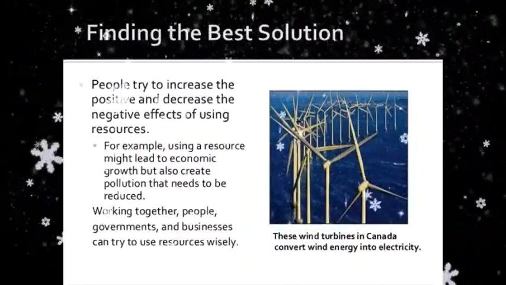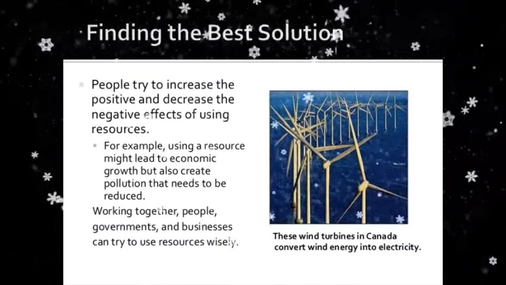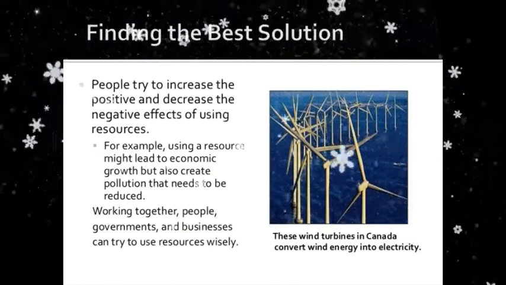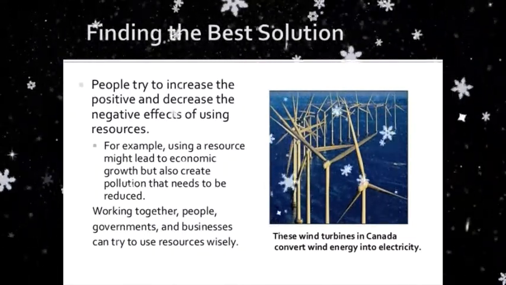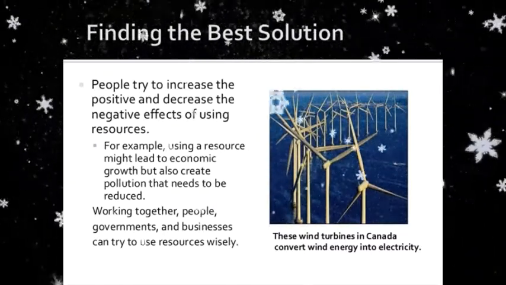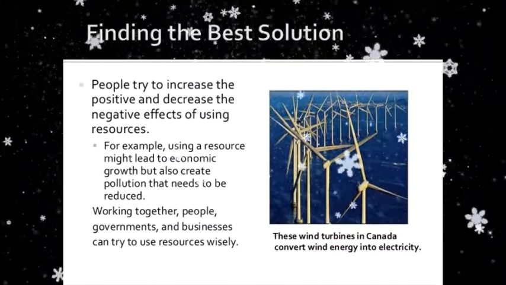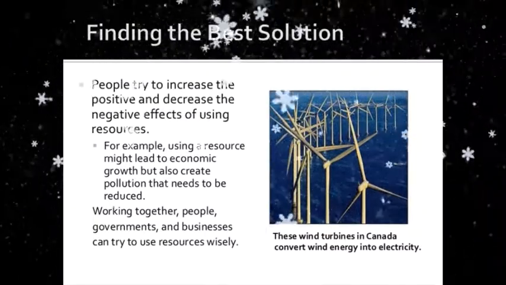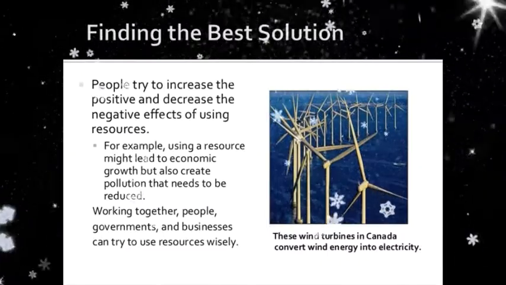Finding the best solution. People try to increase the positive and decrease the negative effects of using resources. For example, using a resource might lead to economic growth but also create pollution that needs to be reduced. Working together, people, governments, and businesses can try to use resources wisely. An example of this is these wind turbines in Canada that convert wind energy into electricity. That is finding the best solution.